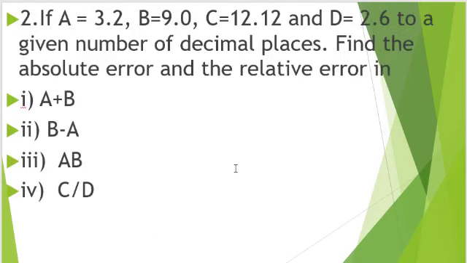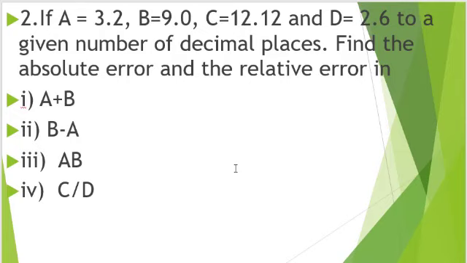Now our example 2. If A is 3.2, B is 9.0, C is 12.12, and D is 2.6 to a given number of decimal places, find the absolute error and relative error in A plus B.